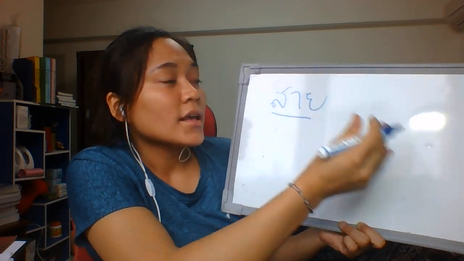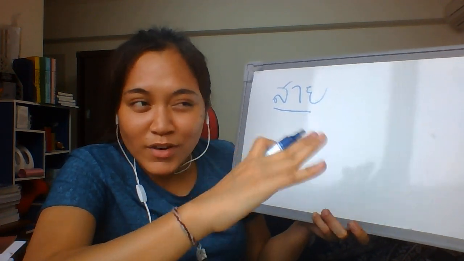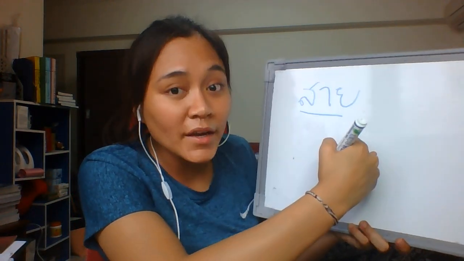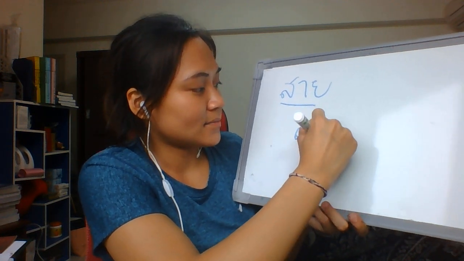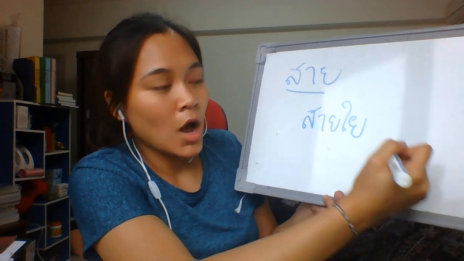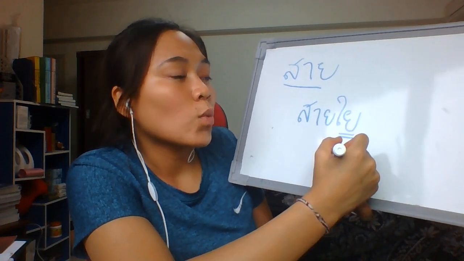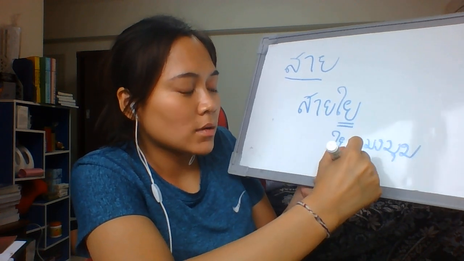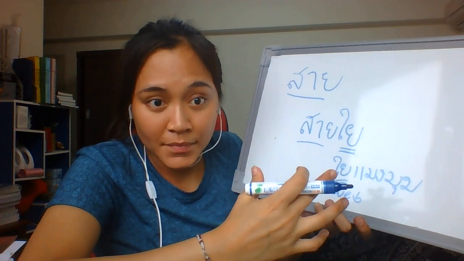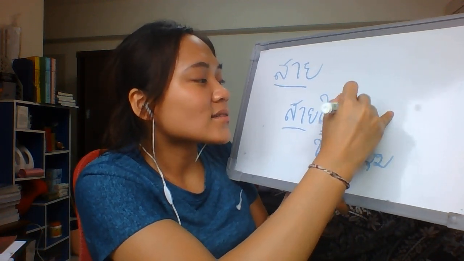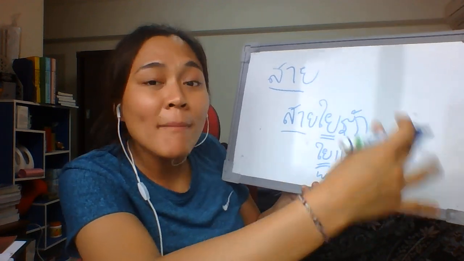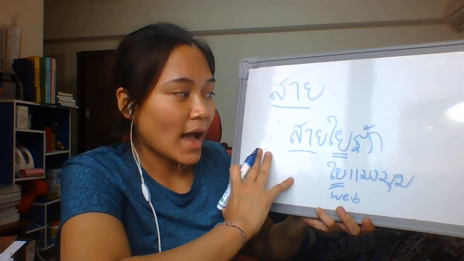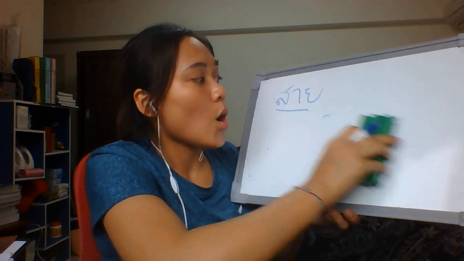Okay, สาย here we're talking about a line that is not really a line, but has the meaning of a line somehow. For example, สายใย. ใย here, like in ใยแมงมุม, where แมงมุม means spider, so ใยแมงมุม means spider web. ใย is a web, so สายใย means connection. สายใยรัก is a love connection, like สายใยรักของแม่กับลูก, the love connection between mother and children.